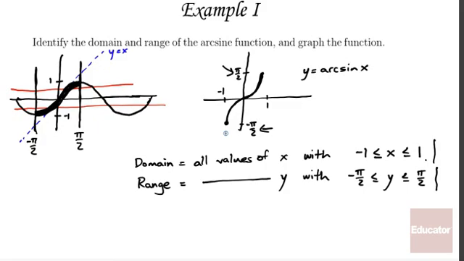Remember, the reason we had to chop it off is to get a piece of the sine graph that would satisfy the horizontal line test so that the arcsine graph satisfies the vertical line test and really is a function.